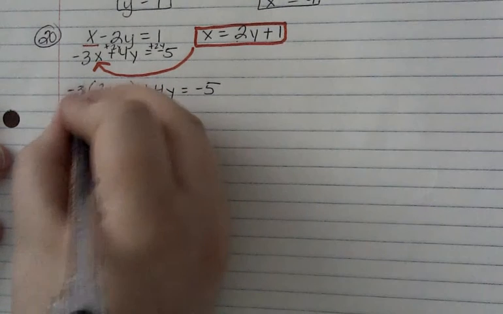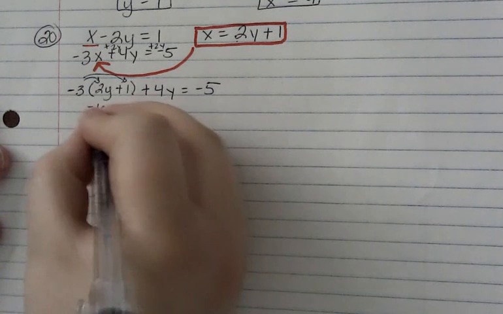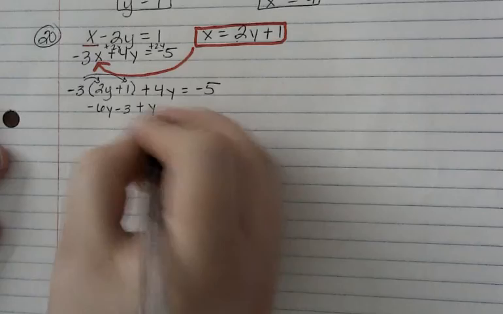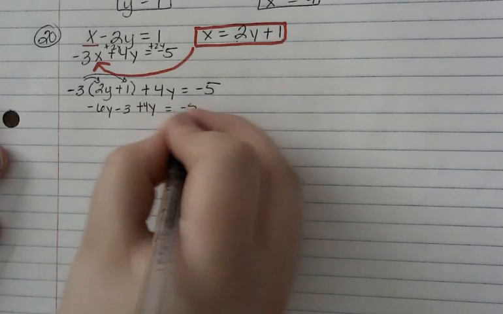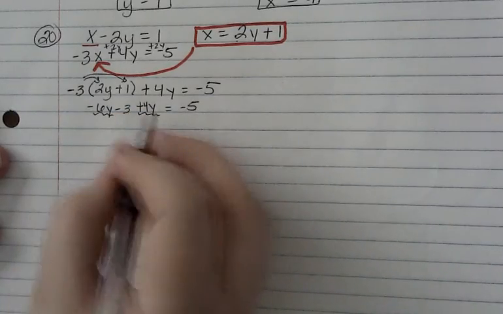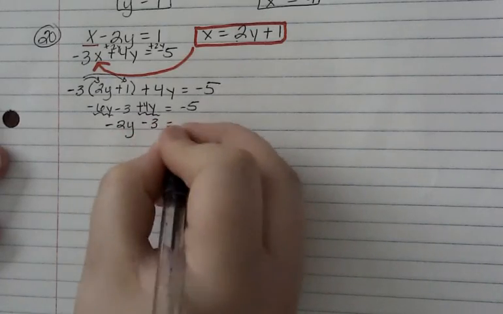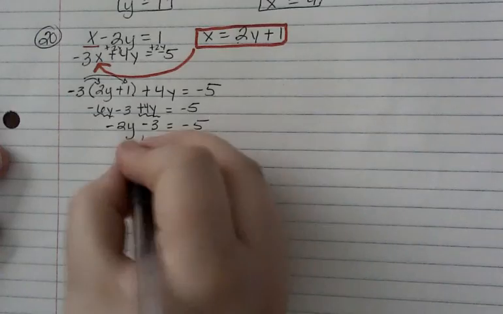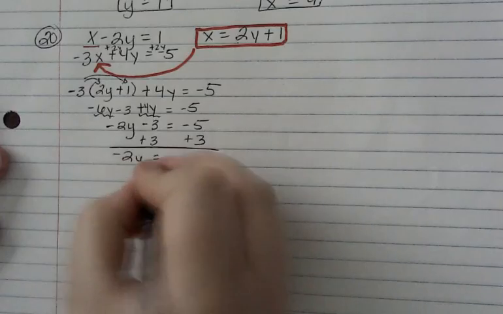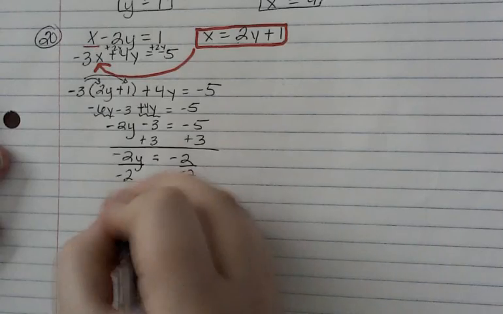So distribute this negative 3 into your set of parentheses. Negative 3 times 2y is negative 6y. Negative 3 times 1 is negative 3. Bring down your 4y and your negative 5. Combine your like terms to get negative 6y plus 4y, which is negative 2y. Bring down your negative 3 and your negative 5. Add 3 to each side to get negative 2y equals a negative 2. Divide both sides by negative 2 to get y equals a positive 1.